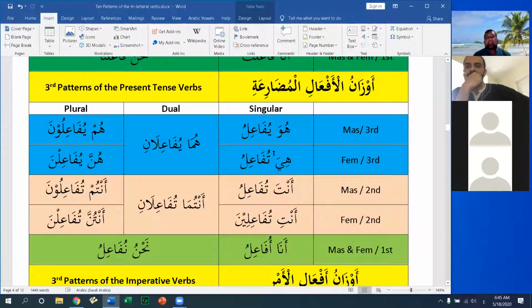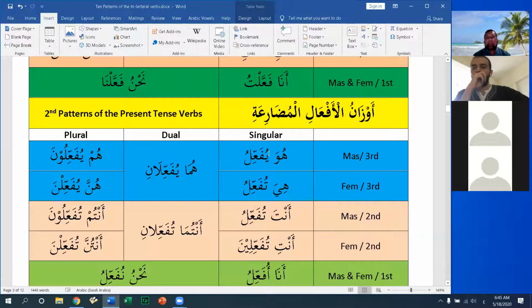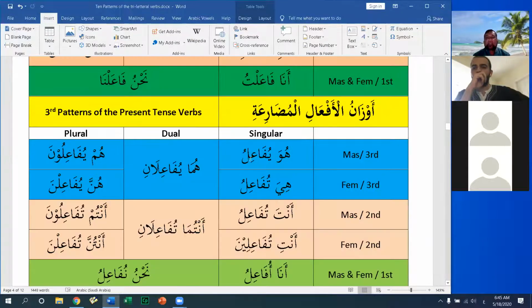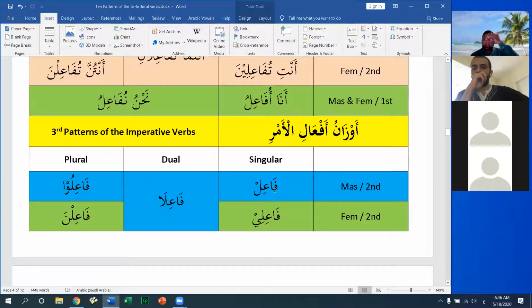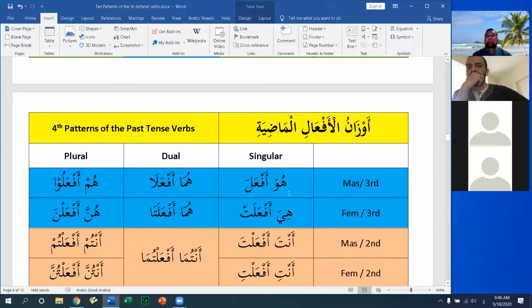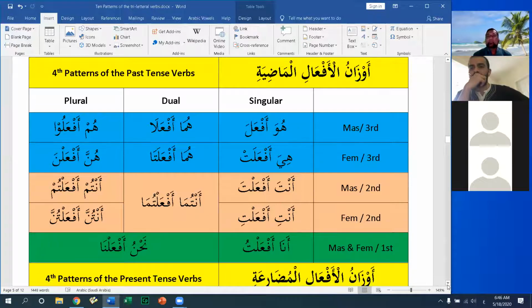And in present tense, the ya and ta, the first letter, the letter of mudari' present tense, would always have a dhamma, and the ayn would always have a kasra. Dhamma and kasra here, which is the same for here, yufa'ilu, dhamma and kasra. And the same here, dhamma and kasra in present tense, and that would be the same thing for the fourth form. Sister Salwa, would you like to do the fourth form? Okay.